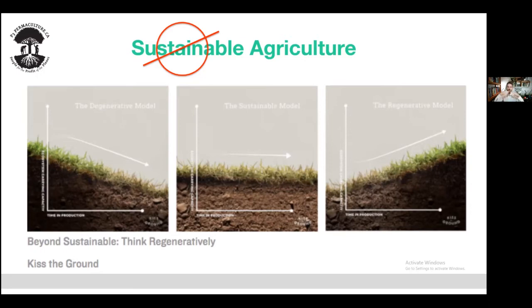Sustainable is that you are sustaining things as they are. So if we sustained the amount of climate greenhouse gas emissions as they are today, is that okay? If we sustain the amount of soil erosion that we have today, is that okay?